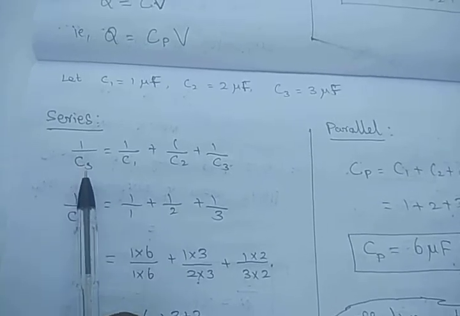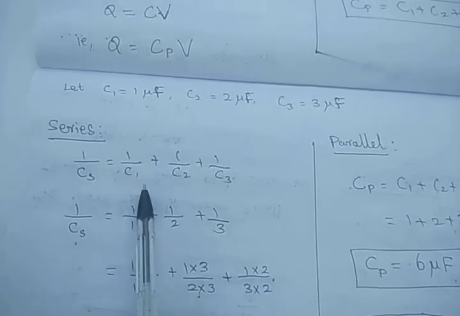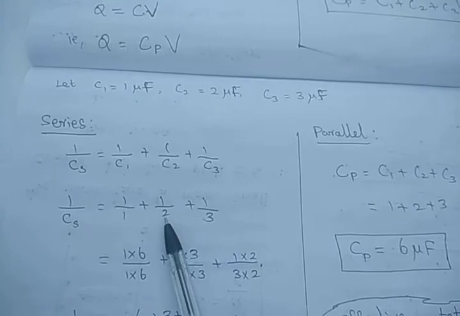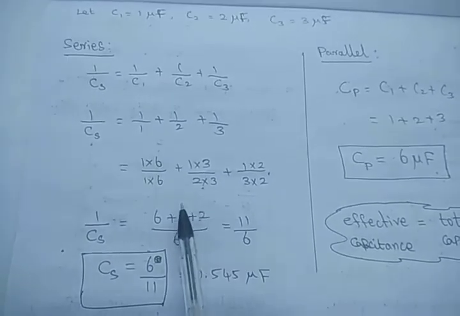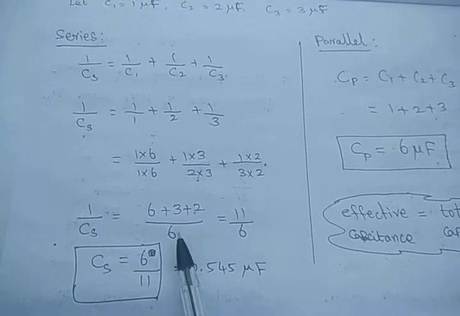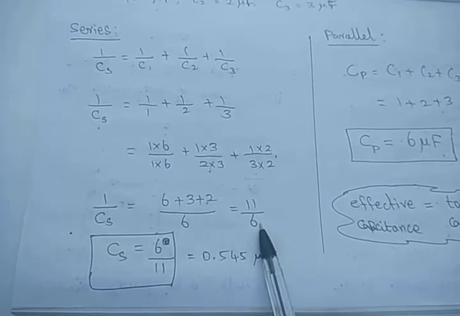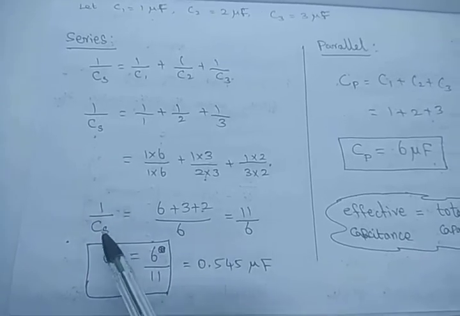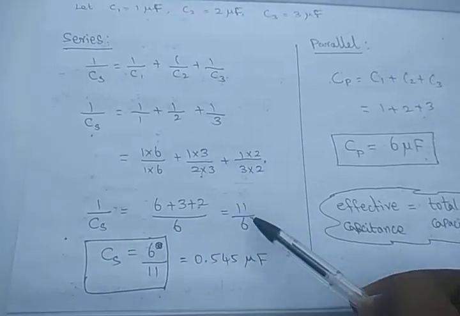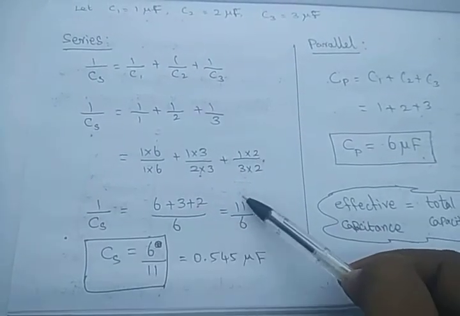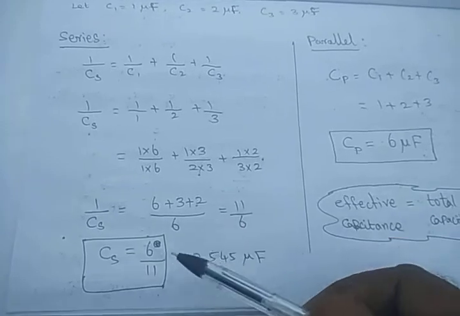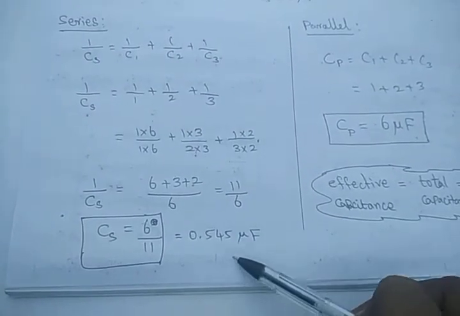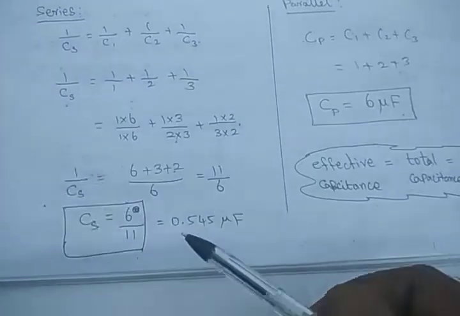What is the formula for series combination? Yes, 1 by Cs equals 1 by C1 plus 1 by C2 plus 1 by C3. Substituting C1, C2 and C3, we get 1 by 1 plus 1 by 2 plus 1 by 3. Taking the LCM, we get (6 plus 3 plus 2) by 6, so finally 11 by 6. Students often put that the total capacitance is 11 by 6. That is wrong, because in the formula it is the reciprocal of the total capacitance. So we have to take the reciprocal. If 1 by Cs equals 11 by 6, then Cs equals 6 by 11. By solving, we get 0.545 microfarad, because all the capacitors are in microfarad.